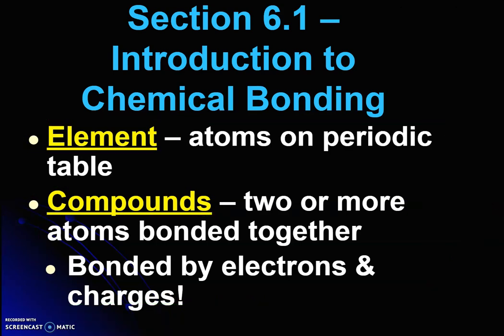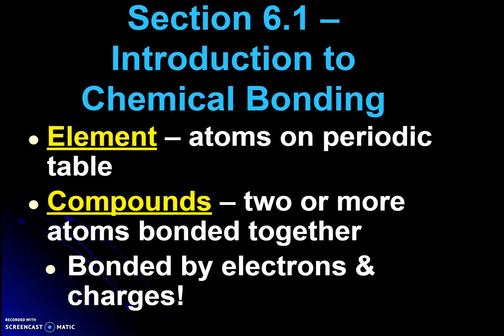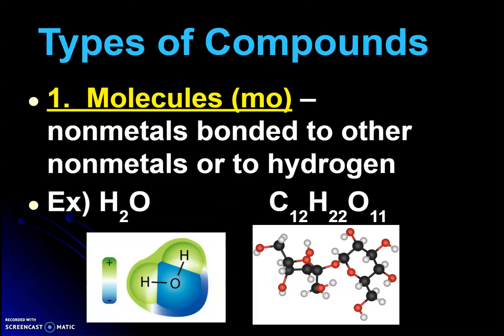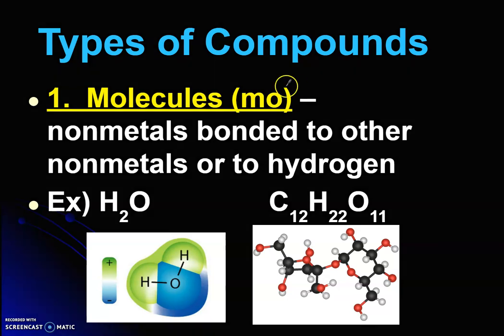All right. And with any and all words in any language, there are rules. So let's go over those rules. All right. So first of all, there are two major kinds of compounds. There are molecules and there are formula units. Okay, molecules are abbreviated MO. Okay, very short, MO. They are the nonmetals bonded to the other nonmetals or to our element hydrogen.